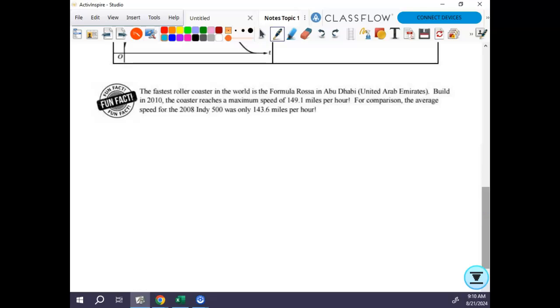And then here's a little fun fact. The fastest roller coaster in the world is the Formula Rossa in Abu Dhabi, the United Arab Emirates. Built in 2010, the coaster reaches a maximum speed of 149.1 miles per hour. For comparison, the average speed for the 2008 Indy 500 was 143.6 miles per hour. I love roller coasters, and that sounds terrifying to me. I don't know how fast the roller coasters I've ever been on go, so maybe it's not that much less than that, but that sounds terrifyingly fast. And your life is in the hands of the engineers that built these things. We hope they understood their calculus, and we hope that they didn't mess up on their decimal points, right? Otherwise, you're going to go flying off that thing.